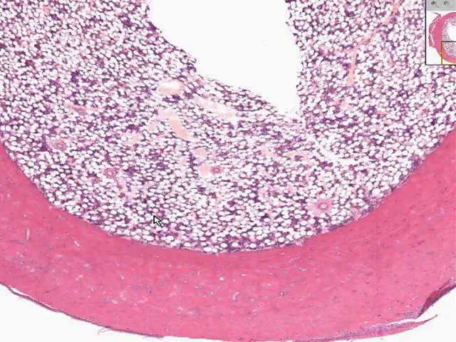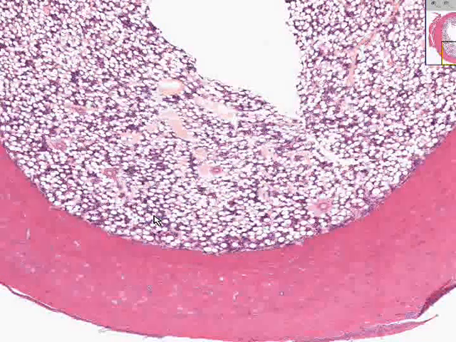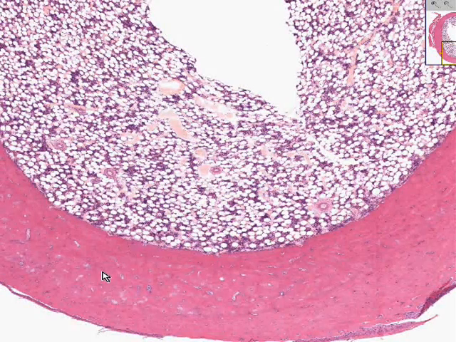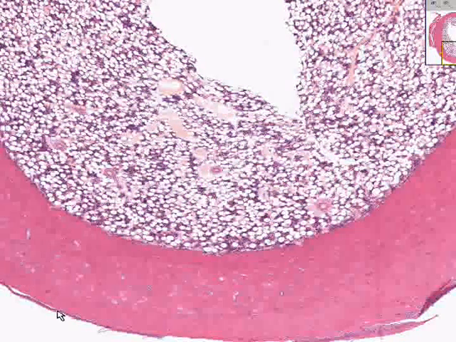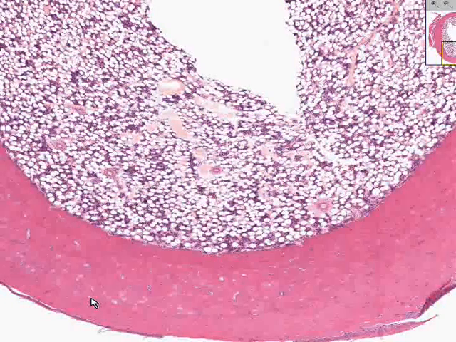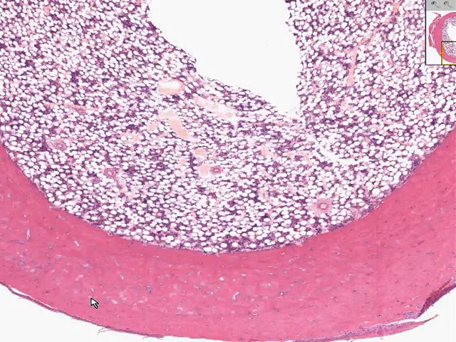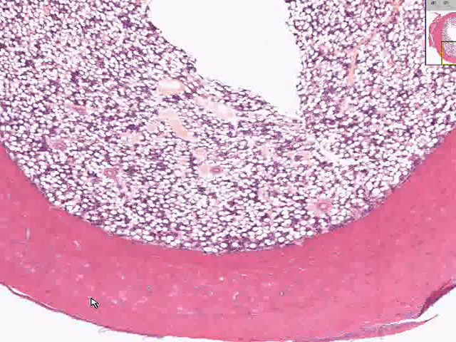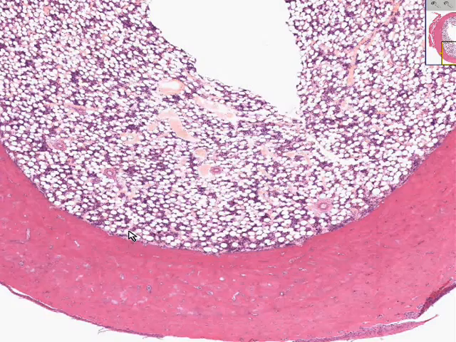Here we have a specialized type of connective tissue known as bone. Bone can be very, very dense, or what they call cortical bone, which you see here as this pink band in the lower part of the field. Or you can have a looser type of bone, which goes by a wide variety of names, which we don't see here, but we'll get to later. In addition, bone has marrow.